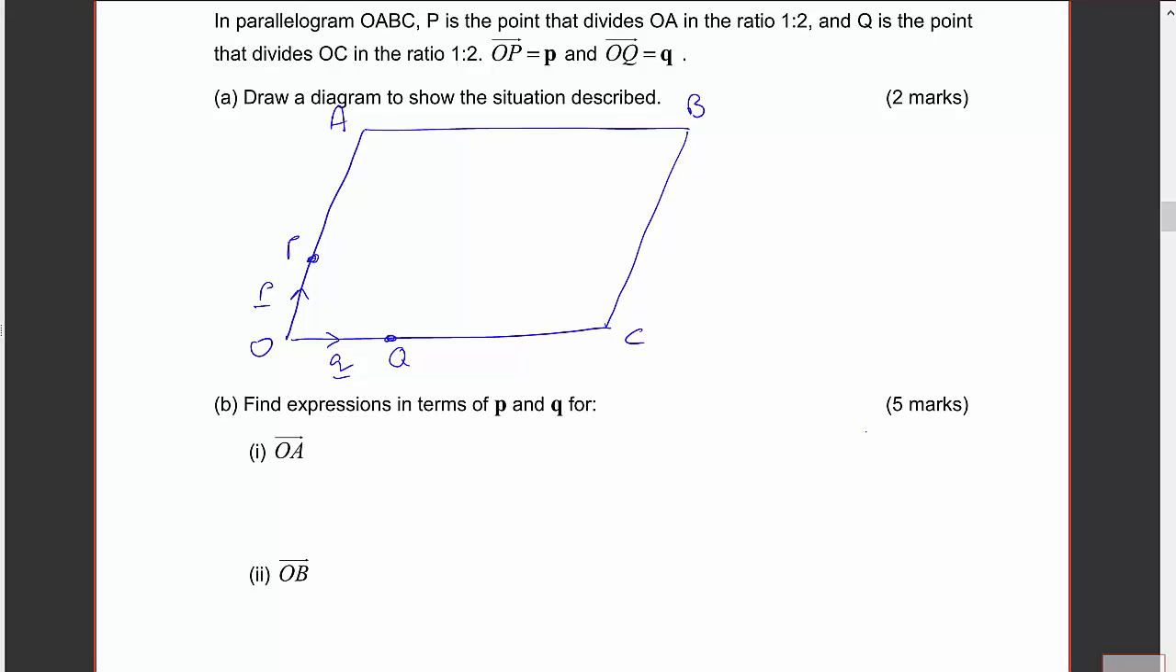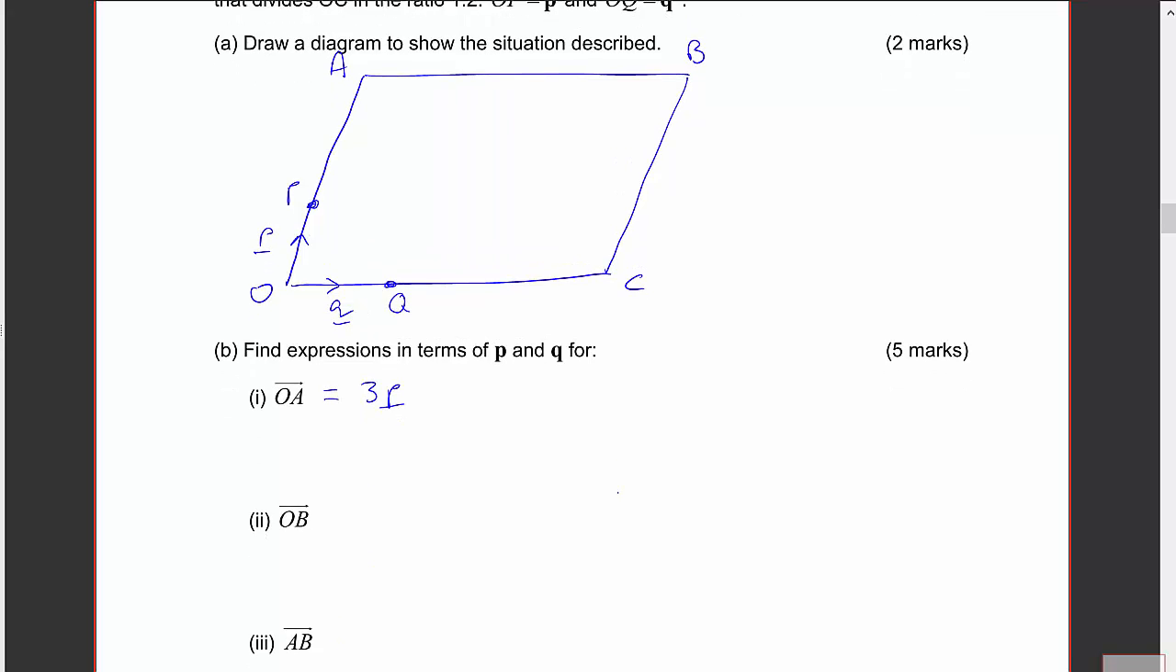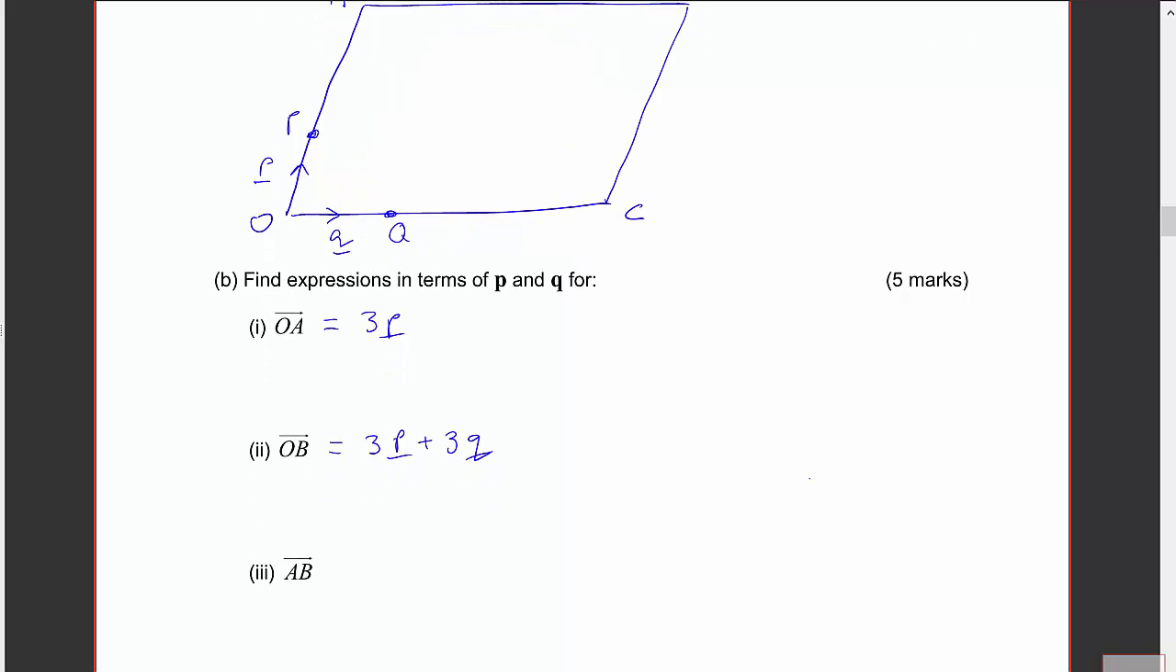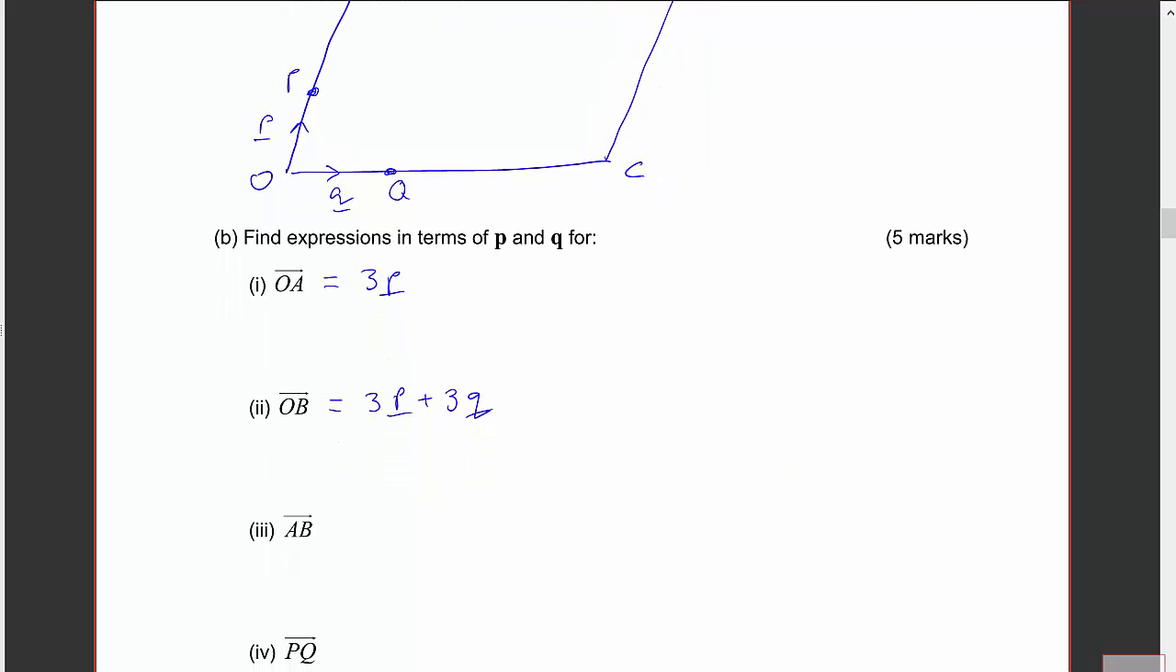So find expressions in terms of p and q for OA. Well, we know that's just going to be 3 lots of p, and OB, that's going to be 3p plus 3q. And then AB, well, that's going to be parallel to OC, so that's just going to be 3q.